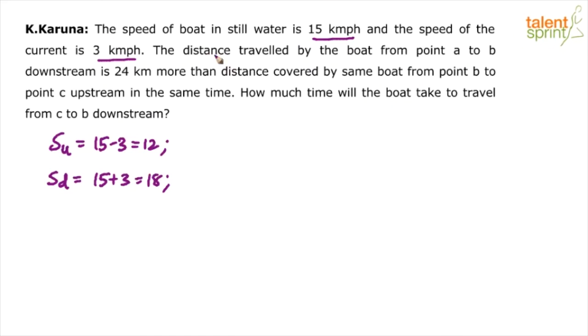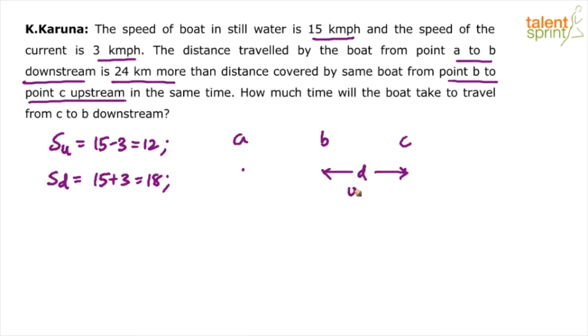Then he is talking about the distances covered. The distance traveled by the boat from A to B downstream is 24 kilometers more when compared to the distance covered by the same boat from B to C upstream. So let's say there are 3 points A, B and C. He says the distance traveled from point A to B downstream is 24 kilometers more than the distance covered from point B to C upstream. So let's assume the boat is covering a distance of D kilometers from B to C.